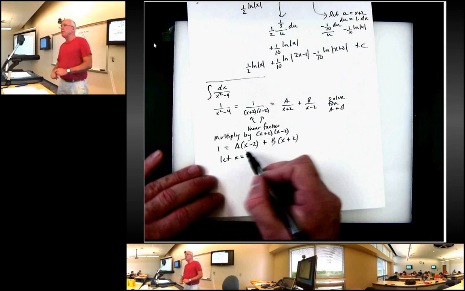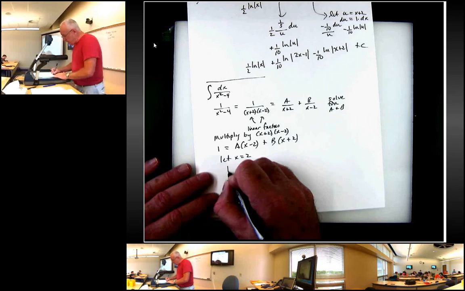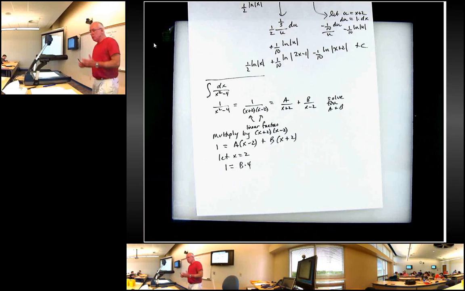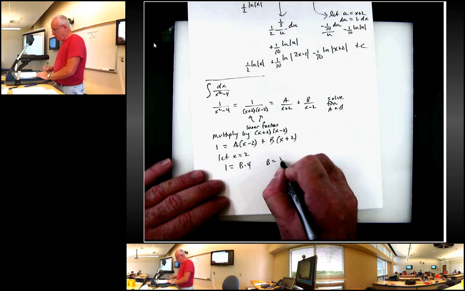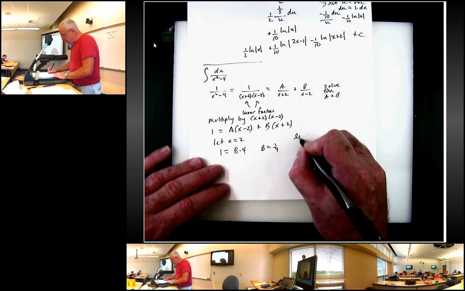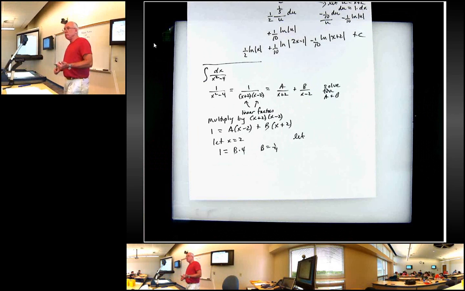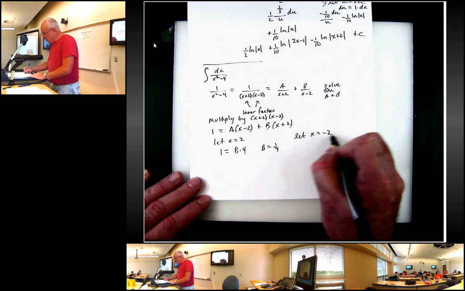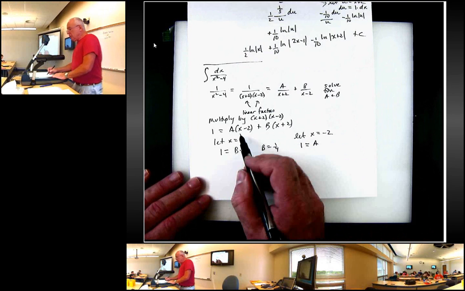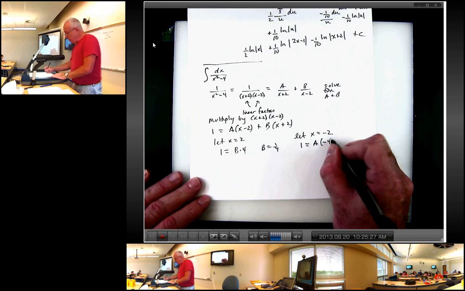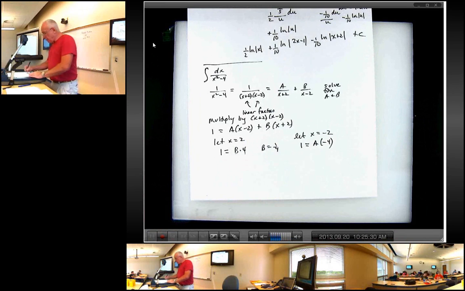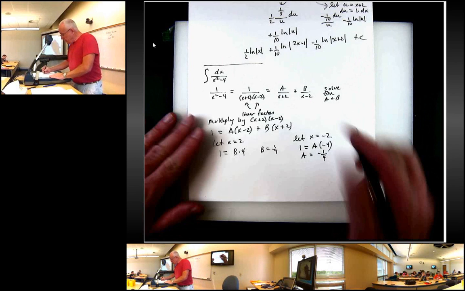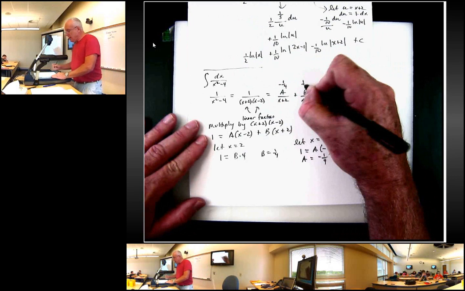That'll cause 2 minus 2, so that first term will be 0. So I'll have 1 equals b times 2 plus 2, b times 4. So b is equal to 1/4. Now let's pick another value for x. How about minus 2? Minus 2 will cause this second term to become 0. So now I'll have 1 equals a times minus 2 minus 2, a negative 4a, and the other term is 0. So solving for a, I get that a is equal to negative 1/4. So for a I have negative 1/4, and for b I have positive 1/4.